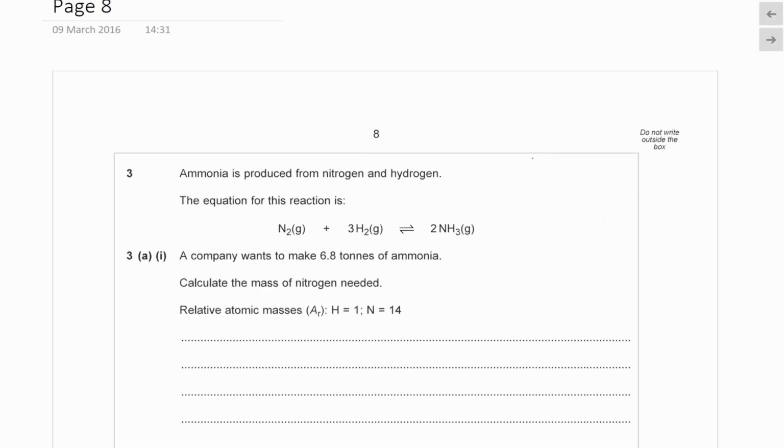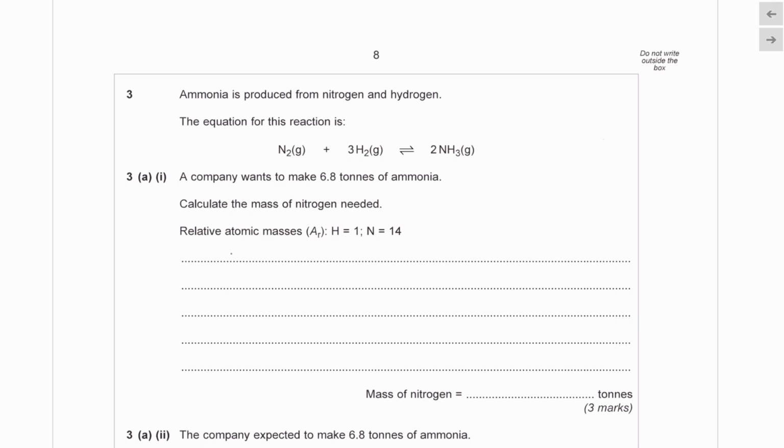Alright, so question 3 says ammonia is produced from nitrogen and hydrogen, right? We knew that. The equation for this reaction is shown below, and we've got that here. A company wants to make 6.8 tons of ammonia. Calculate the mass of nitrogen needed. Now we're not going to convert tons into grams because then you'd be dealing with huge numbers and there's no need, because we want the answer in tons. So what we can do is just pretend that tons are grams and do the calculation just using small numbers.